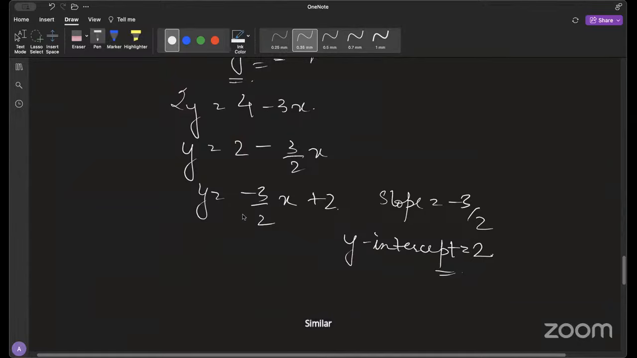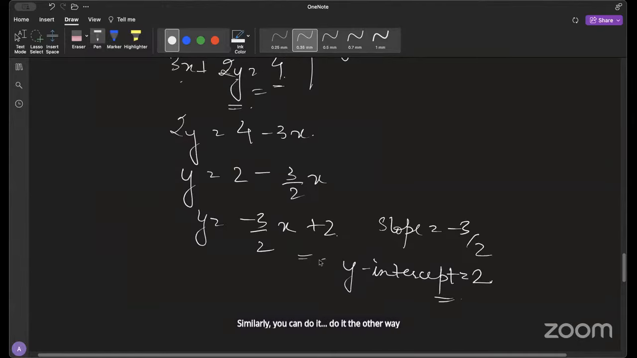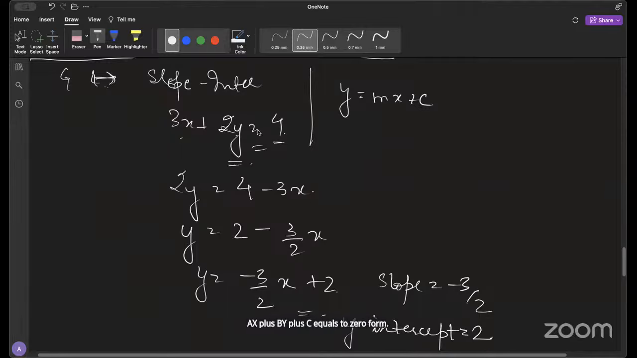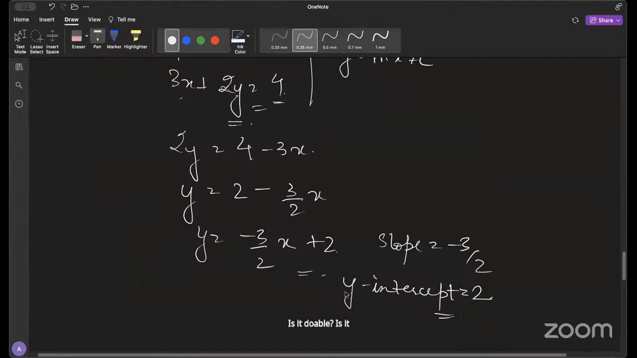Similarly, you can do it the other way. Let's say you've been given this thing, so you can try to write it in the form ax + by + c = 0. Is it doable? Is it fine?